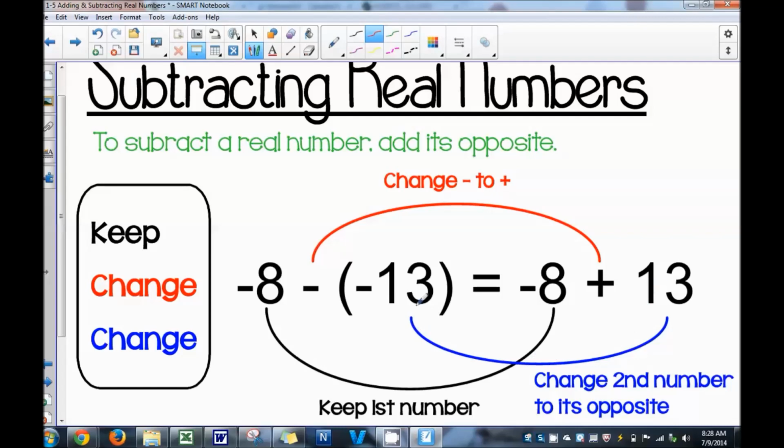So negative 8 minus negative 13 sounds kind of crazy and hard on your head, but really what it means is negative 8 plus 13. And then I think about my adding rule. Since it's an adding problem now, negative 8 and positive 13 are different signs, so I take the difference of those numbers. The difference is 5. I have more positives, so my answer is positive 5.